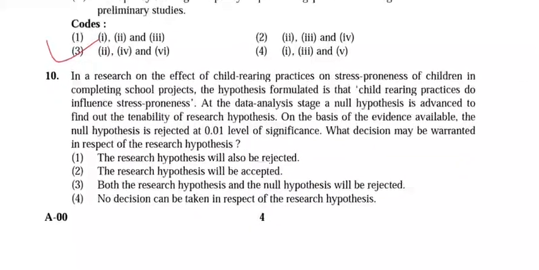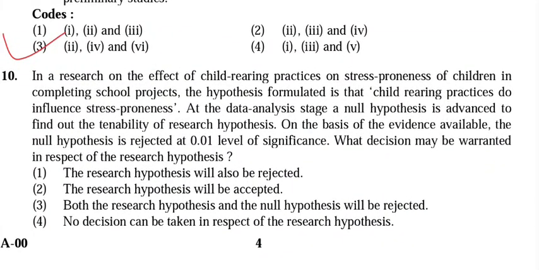Number 10. Now, number 10 says, in a research on the effect of child rearing practices on stress proneness of children in completing school projects, the hypothesis formulated is that child rearing practices do influence stress proneness. At the data analysis stage, a null hypothesis is advanced to find out the tenability of the research hypothesis. On the basis of the evidence available, the null hypothesis is rejected at 0.01 level of significance. What decision may be warranted in respect of the research hypothesis?